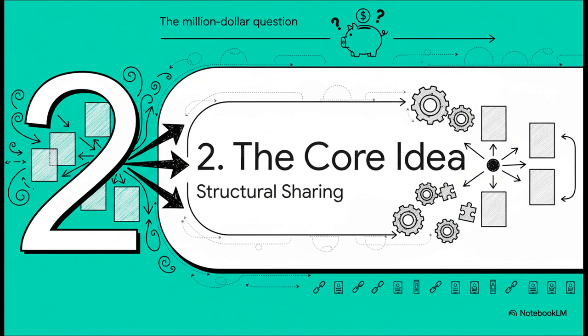But hang on, if you're creating a whole new version every single time you make a change, doesn't that just eat up a ton of memory and time? That is the million-dollar question. And the answer lies in one very, very clever trick. The core idea is sharing.